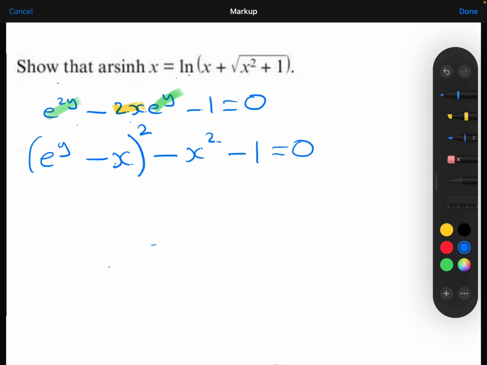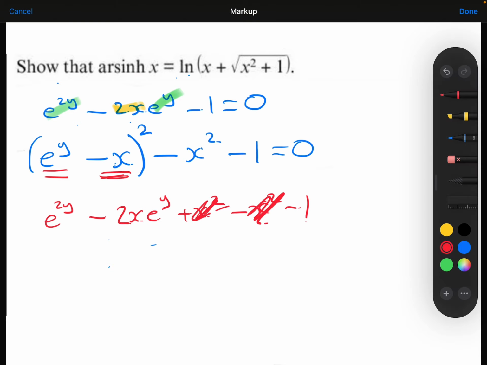Just to make it clear that that is the same thing, if I were to expand this out, I'd have e to the y times e to the y is e to the 2y. I'd have e to the y times minus x, but I'd have 2 of those. I've then got the minus x all squared, which would be plus x squared. Then I've got the minus x squared minus 1. So hopefully you can see that this is the same thing as this, in completed the square form.